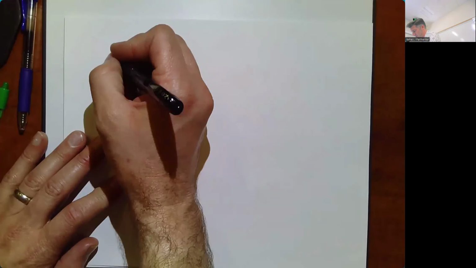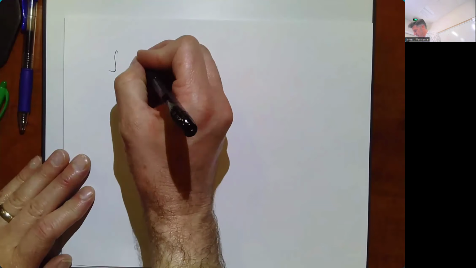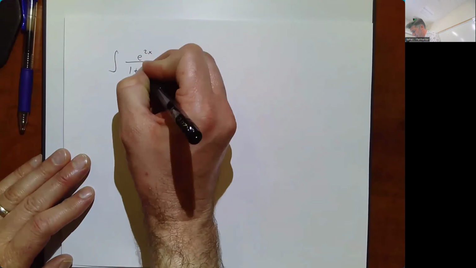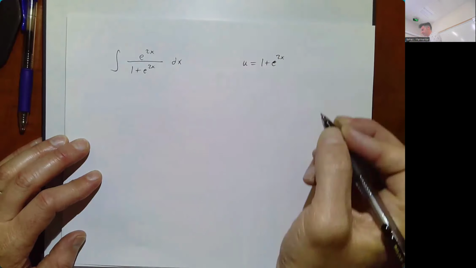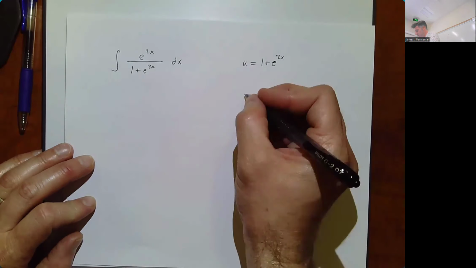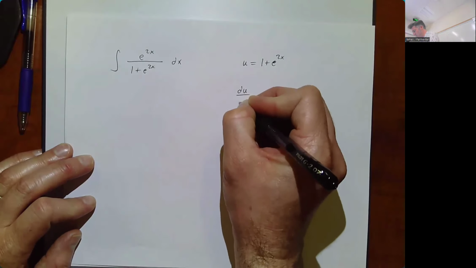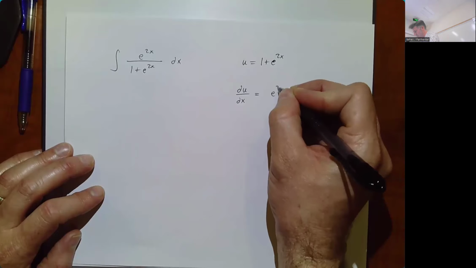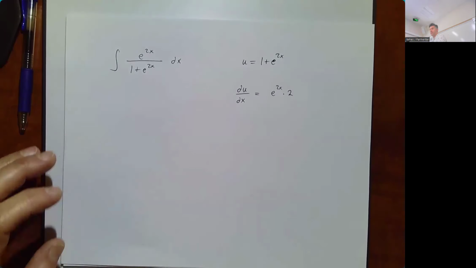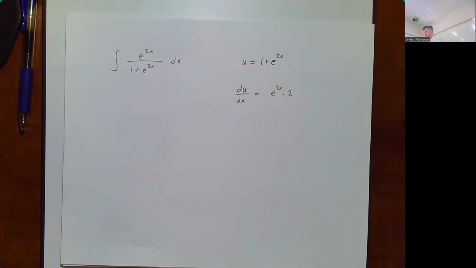Okay. So we have the integral of e to the 2x over 1 plus e to the 2x dx. So here, I would probably make the choice of letting u equal the entire denominator. And my du, actually, let's define du, the derivative du/dx. Well, the derivative of e to the stuff is e to the stuff times the derivative of the stuff. No, I guess that works out just fine.